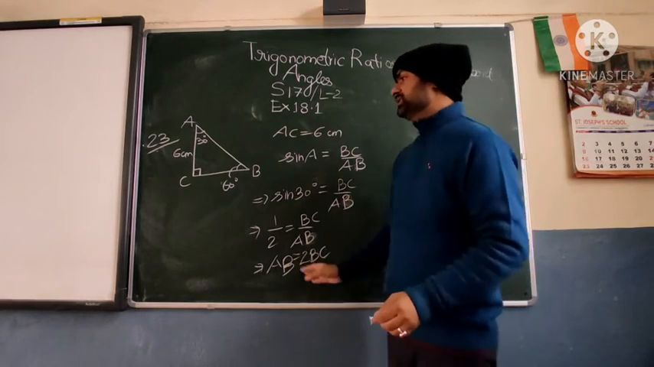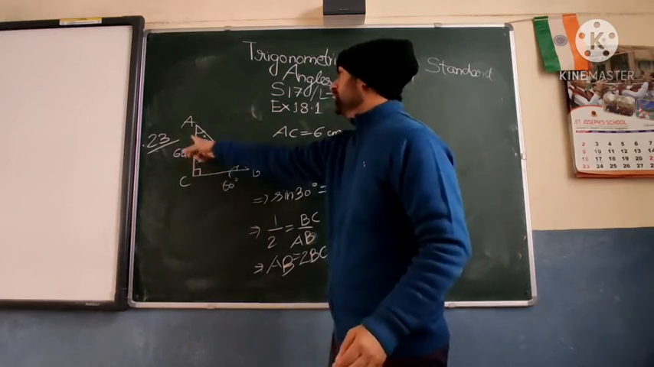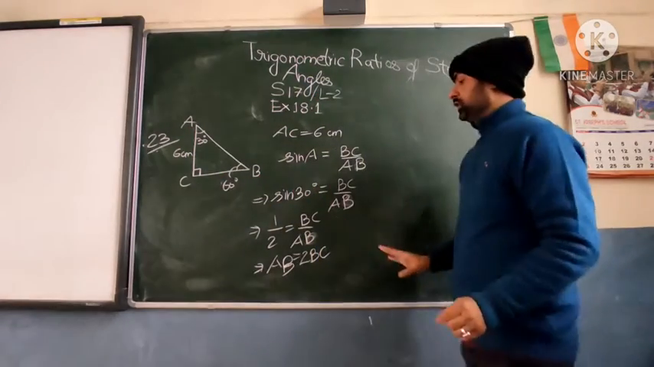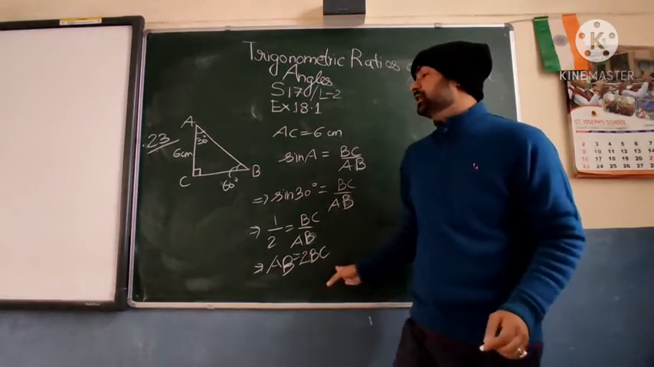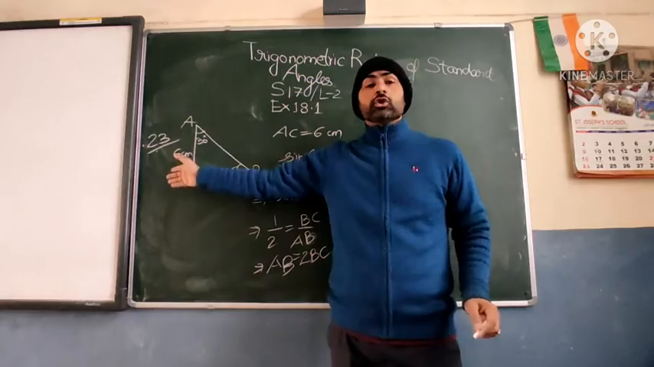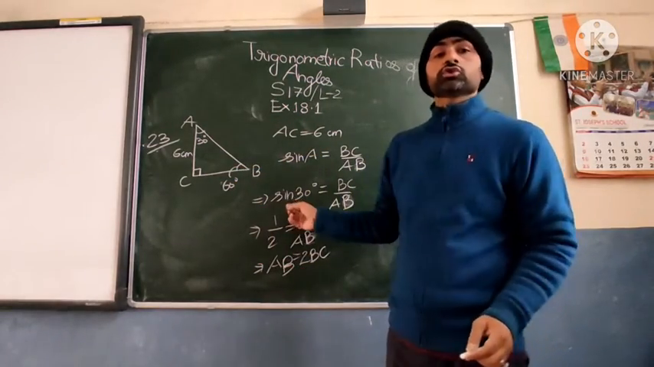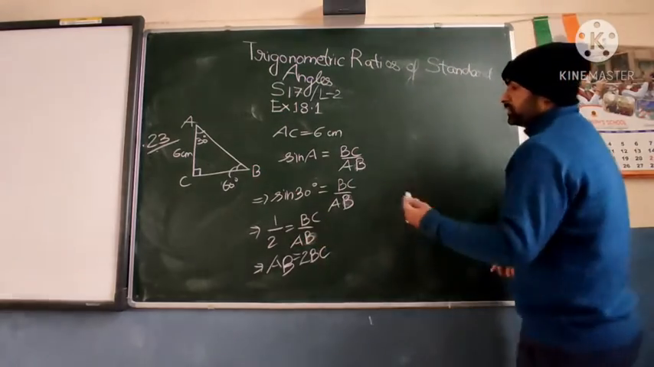AB equal to 2BC. Sin theta is what? Perpendicular, that is BC upon hypotenuse AB. So we have got that AB equal to 2BC. So once we are getting the value of BC, we can get AB, or once we get AB, we can get BC from that. So with this sin 30 also we have got something. Don't think so, this is not of any use.